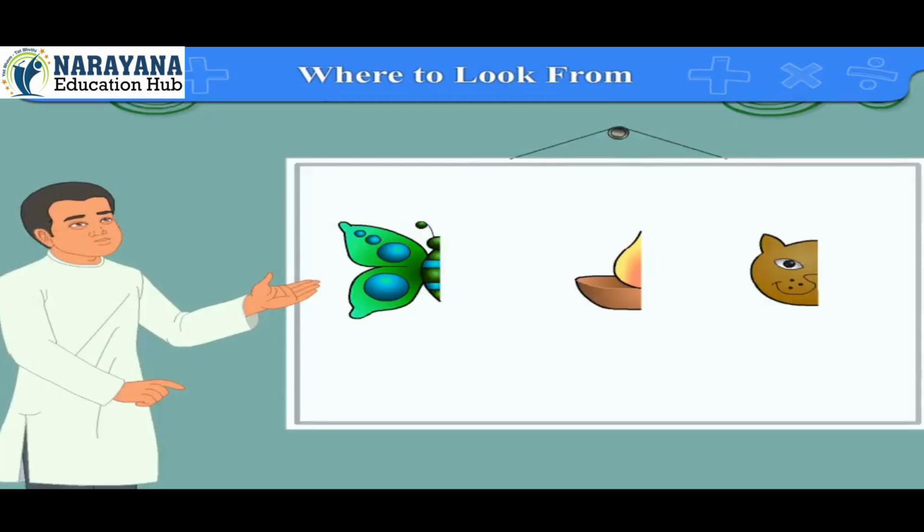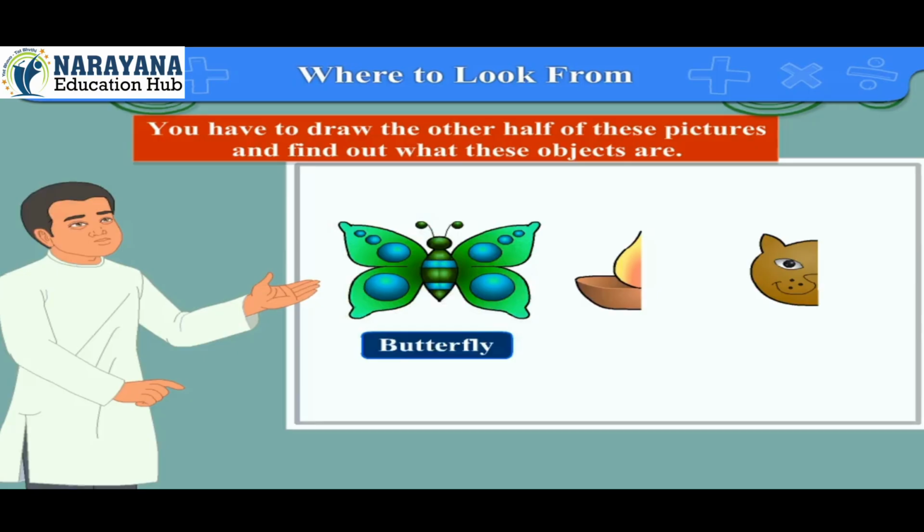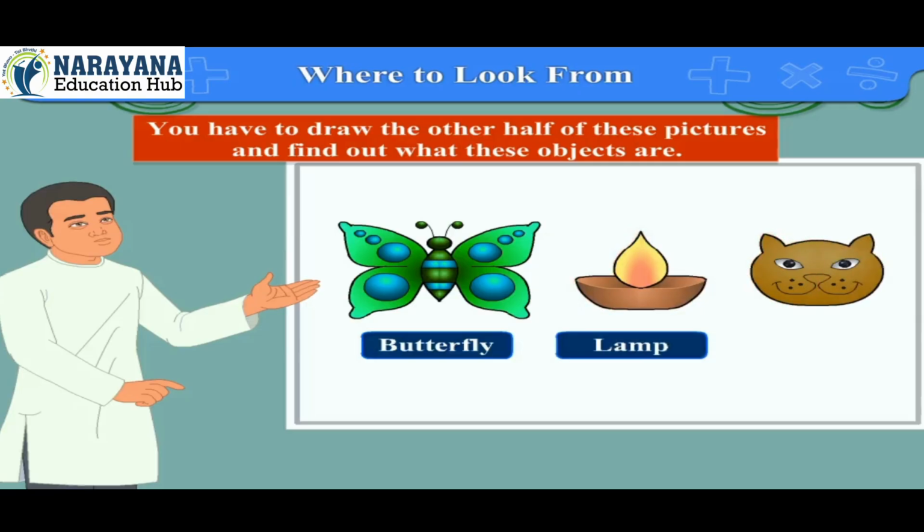The same painter has drawn many more such pictures, in which he has drawn only one half of the things. You have to draw the other half of the pictures and find out what these objects are. Look at the picture obtained by drawing the remaining parts of the first picture. Do you recognize this? Yes, it's a butterfly. If the remaining half of the second picture is drawn, we get a picture of a lamp. When the third picture is completed, a picture of a cat is made.